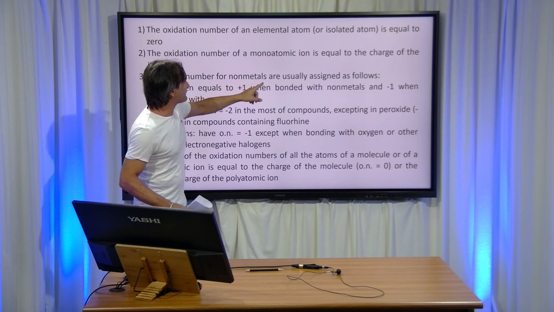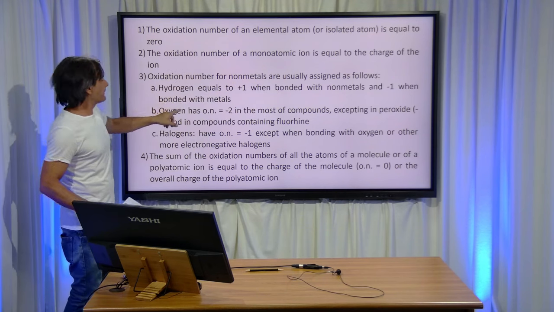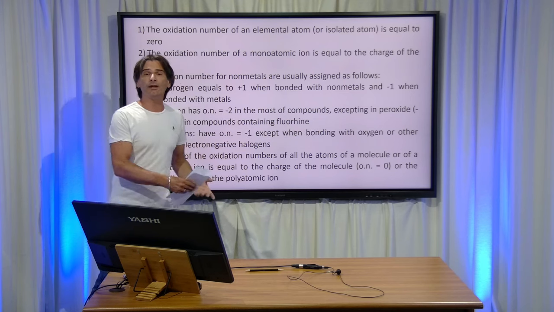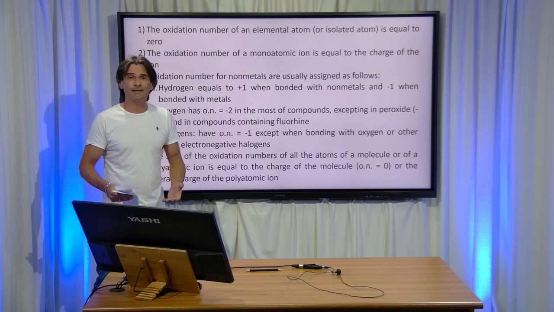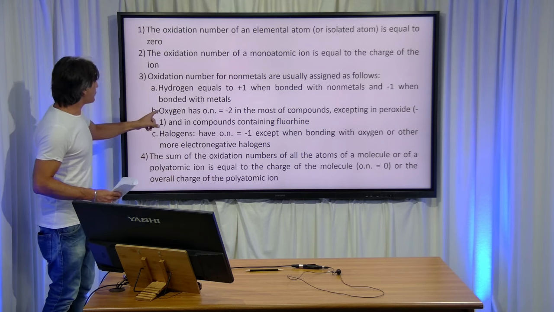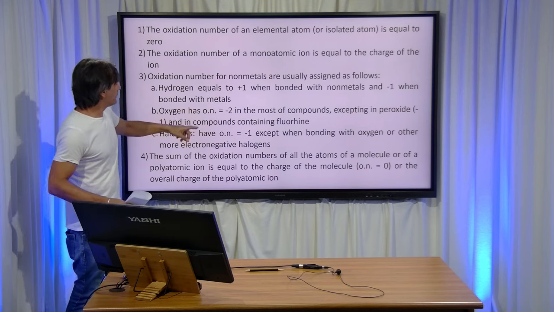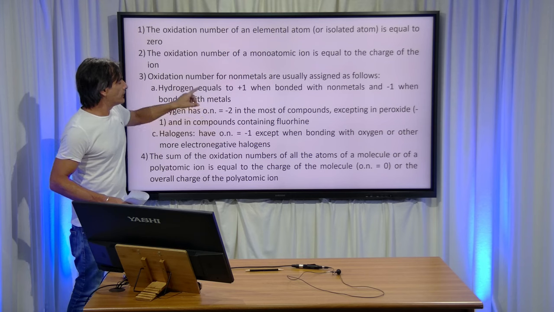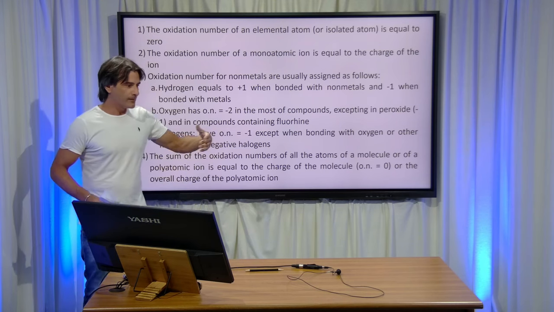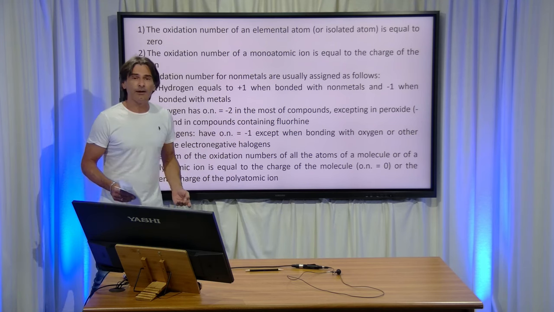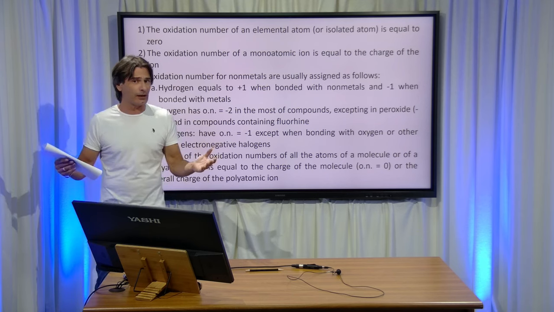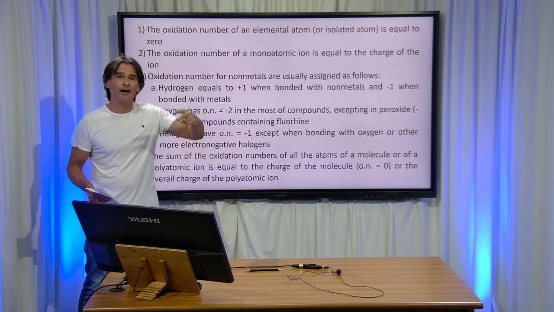Oxidation numbers for non-metals are usually assigned as follows. Hydrogen is equal to plus one when bonded with non-metals, and minus one when bonded with metals, because hydrogen has higher electronegativity with respect to metals. Oxygen has oxidation number equal to minus two, always, except in the case of oxygen bonded with fluorine, because fluorine has higher electronegativity. Fluorine is the element with the highest electronegativity. Oxygen is second.